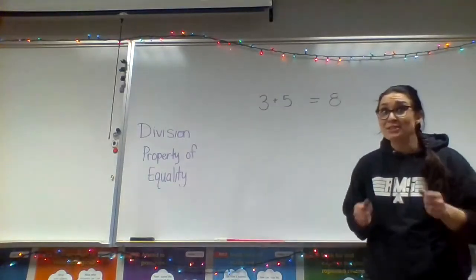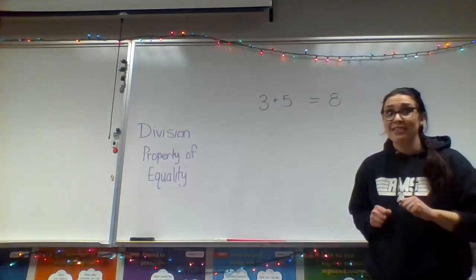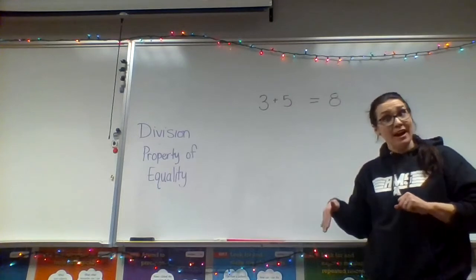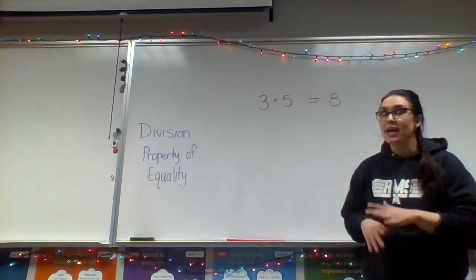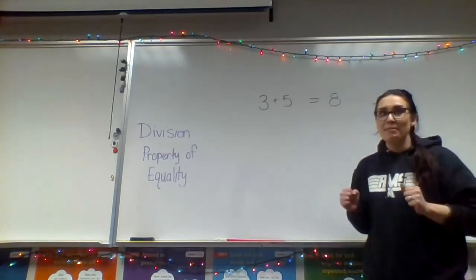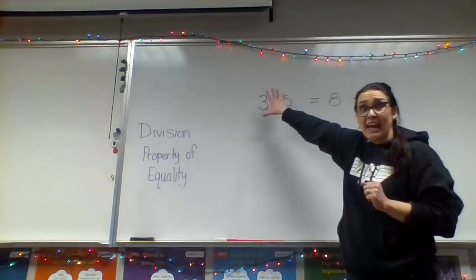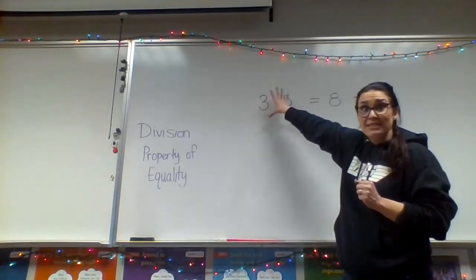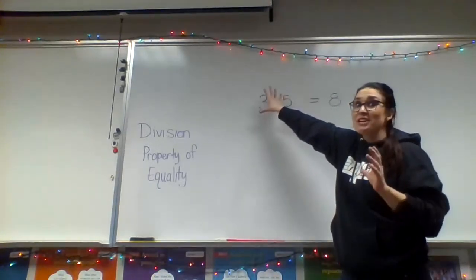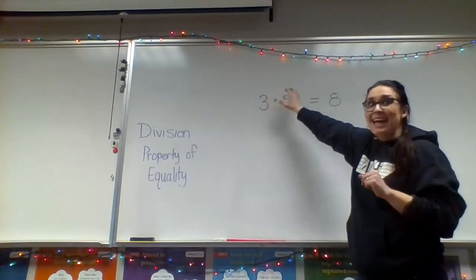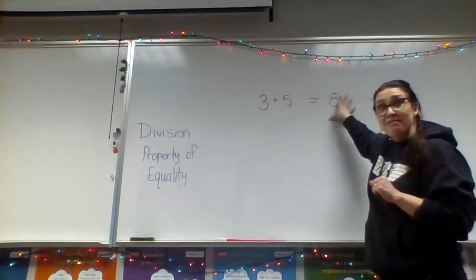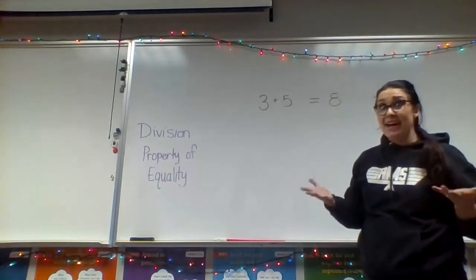All right, my friends, so the last property that we're going to look at together is the division property of equality. And just like all these other properties, what it means, my friends, is that if I divide this quantity by something, in order to make sure that my equation stays nice and balanced, I also need to make sure that I divide this quantity by that same number.